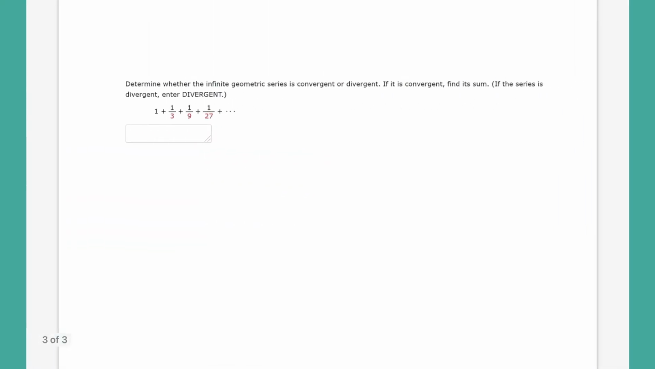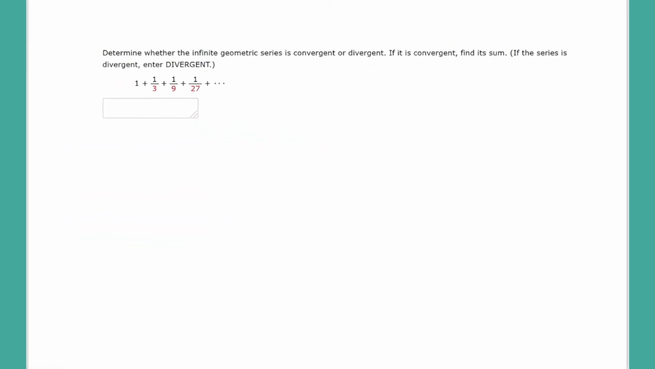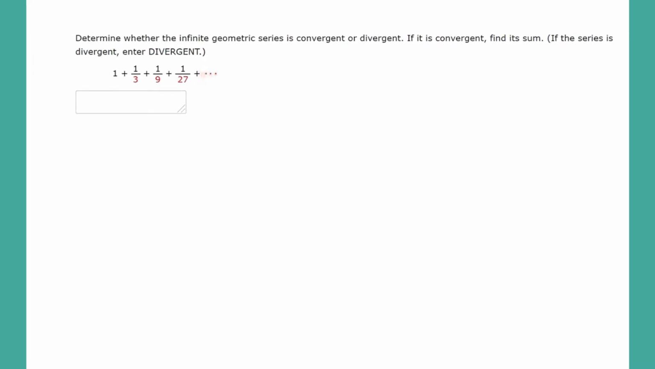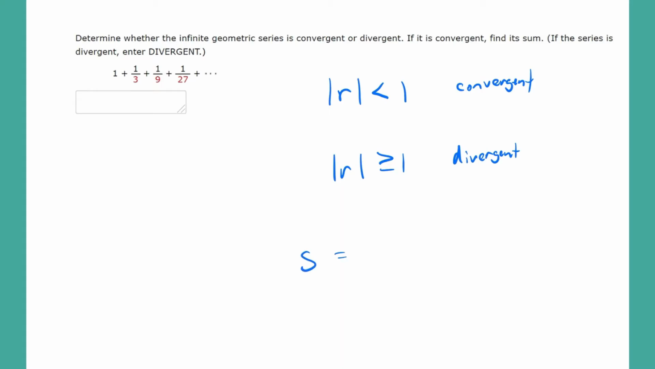Okay, moving on. So notice that this is another series, and this time this one is infinite because it's got the dots at the end, which means it continues indefinitely. So we need to determine whether this infinite geometric series is convergent or divergent. The way you can tell is you have to figure out what r is, and then you take the absolute value of r. If it's less than 1, that means it's convergent. And if it's greater than or equal to 1, that means it's divergent. If it's convergent, then we're allowed to find the sum. And the formula is a little bit more simple.